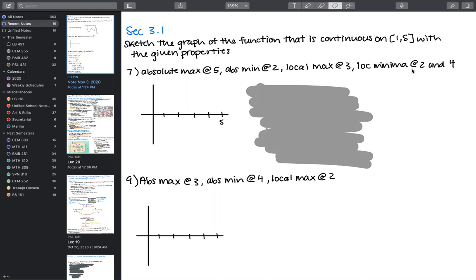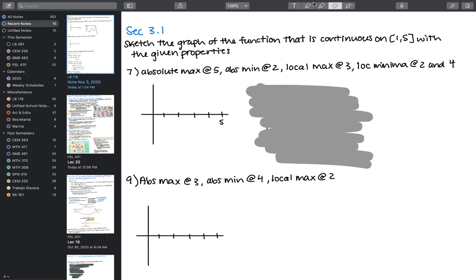This is going to be the same point. We're not going to write two max or two mins at the point x equals 2. Basically, you can disregard that it is a local minimum at 2 because relative to the entire function, we're more concerned with the fact that it's an absolute minimum.